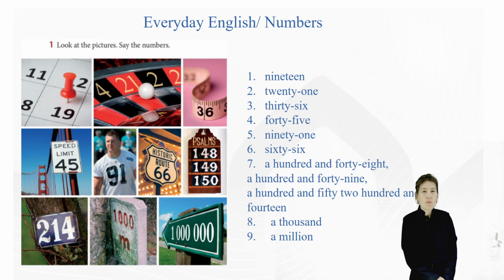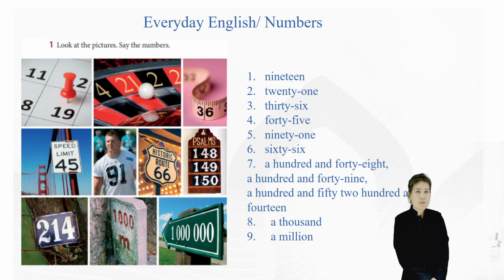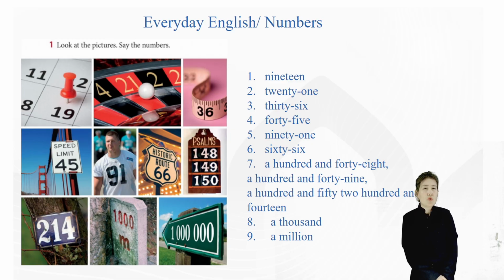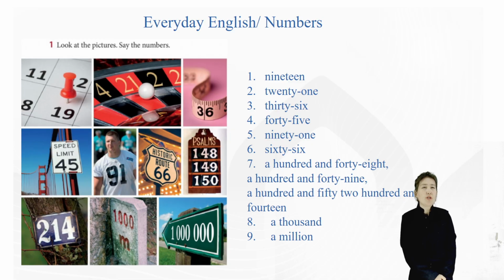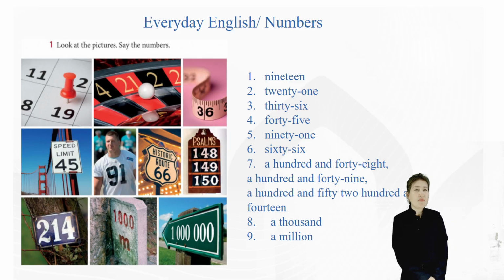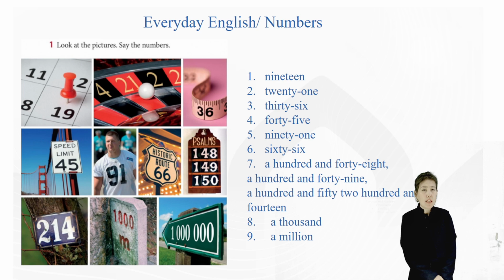Here we see numbers. Numbers are essential for everyday communication, from counting to expressing quantities, and more. Now we will learn to spell these numbers. 19, 21, 26, 45, 91, 66, 148, 149, 152, 114, 1,000, a million.